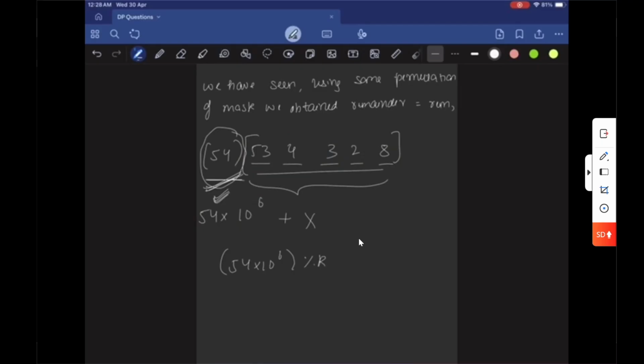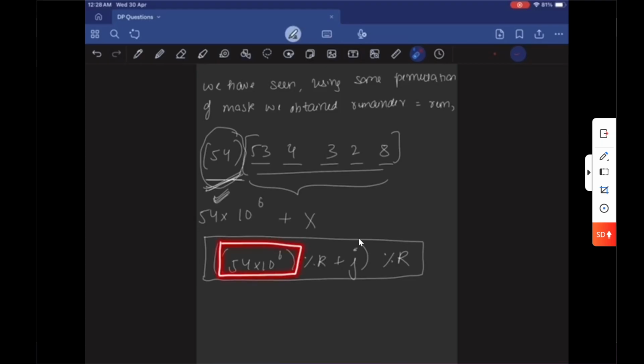isn't it? And if j was the original remainder that I had for the current mask, for the new mask, the new remainder would become this. A very important thing in this question: how to get the new remainder. If this is the current remainder for my mask, and this is the additional value that I have put in front, then what is the new remainder? This is the new remainder, isn't it? Instead of 54, I can write nums of i.